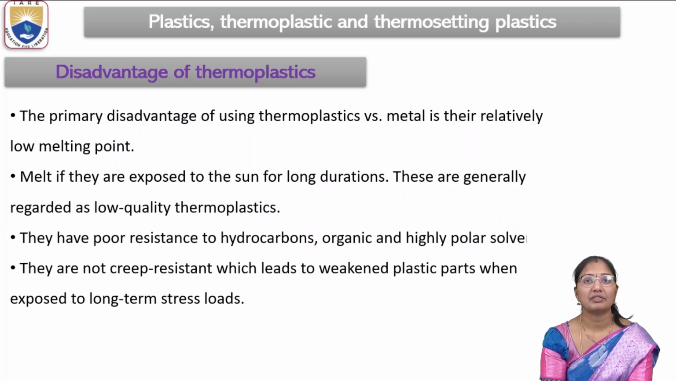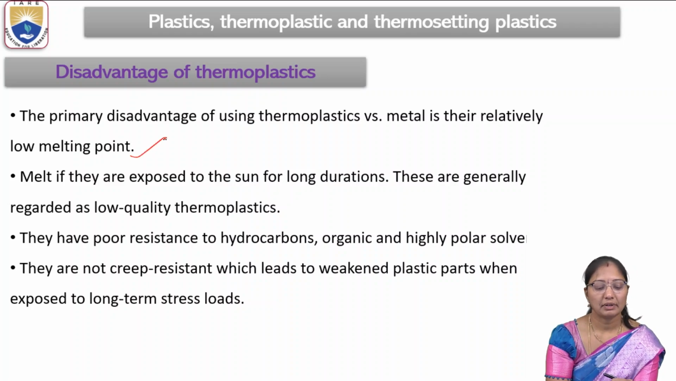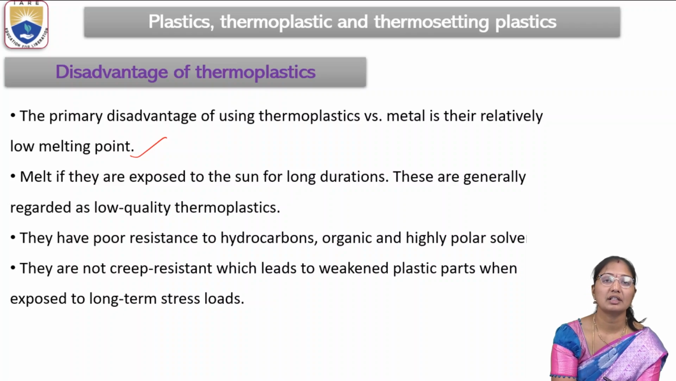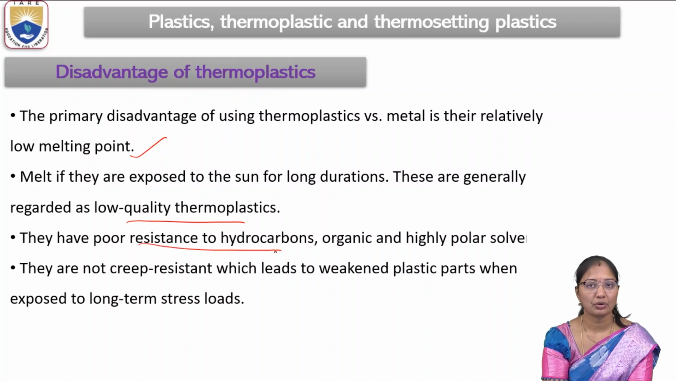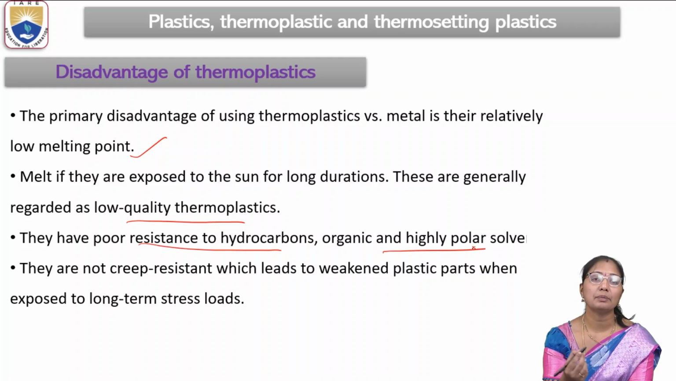The primary disadvantage of using thermoplastic versus metal is their relatively low melting point. If they are exposed to sun for a longer time, they are generally regarded as low quality thermoplastics. They have poor resistance to hydrocarbon organics and highly polar organic solvents.